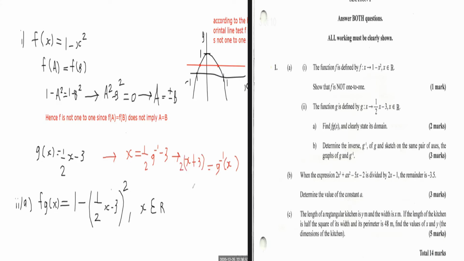So some people might want to write it better and say that g inverse of x is actually 2x plus 6. You may feel free to write it this way as well, that g inverse of x is 2x plus 6. Feel free to write it that way. Nice and easy.